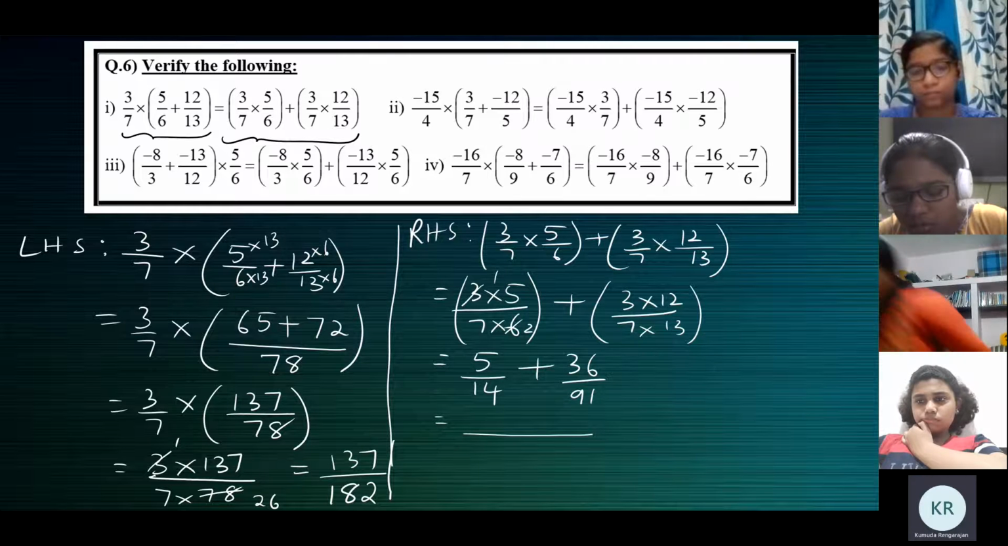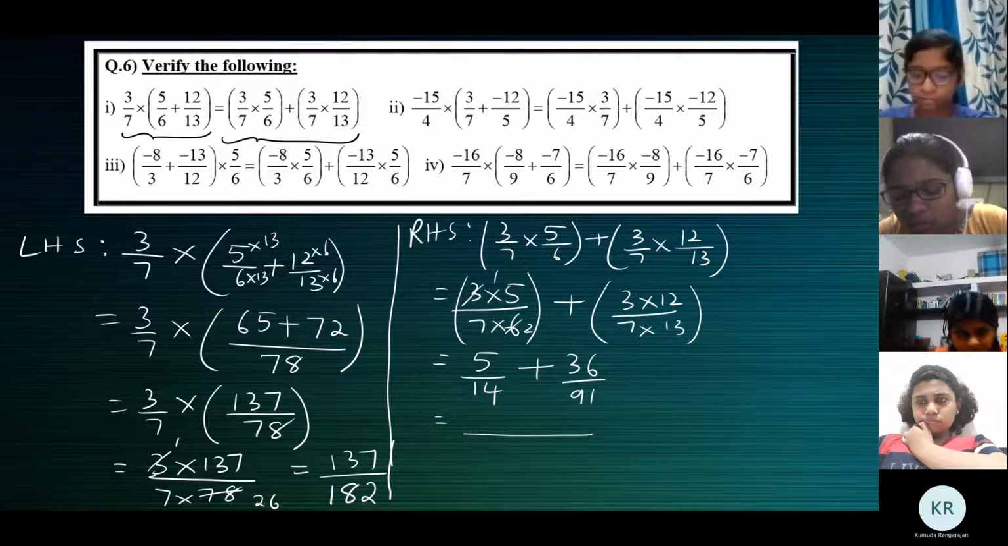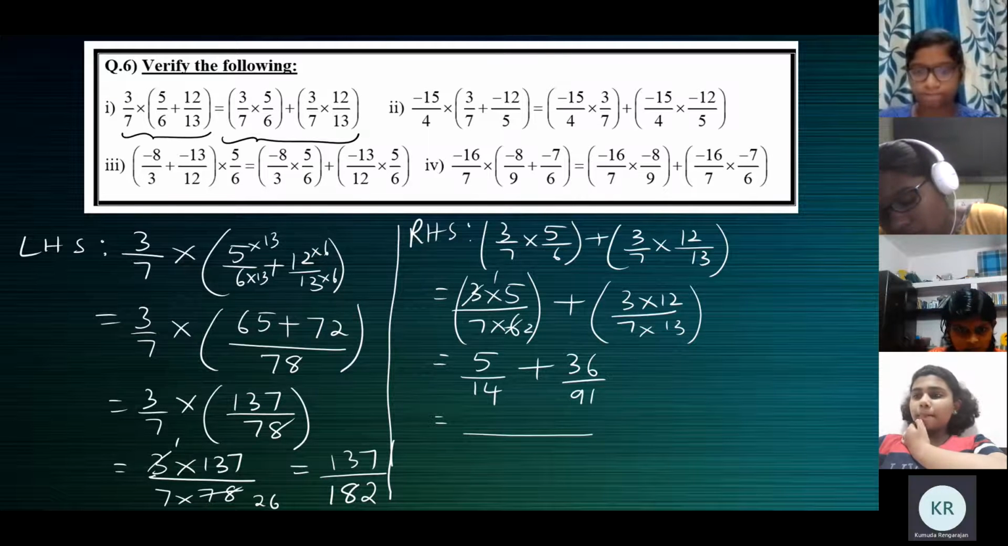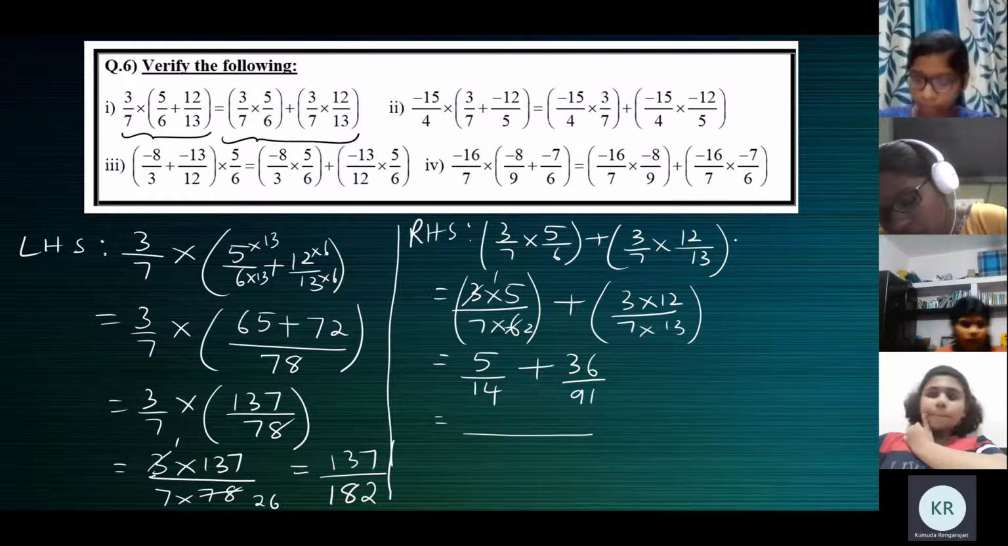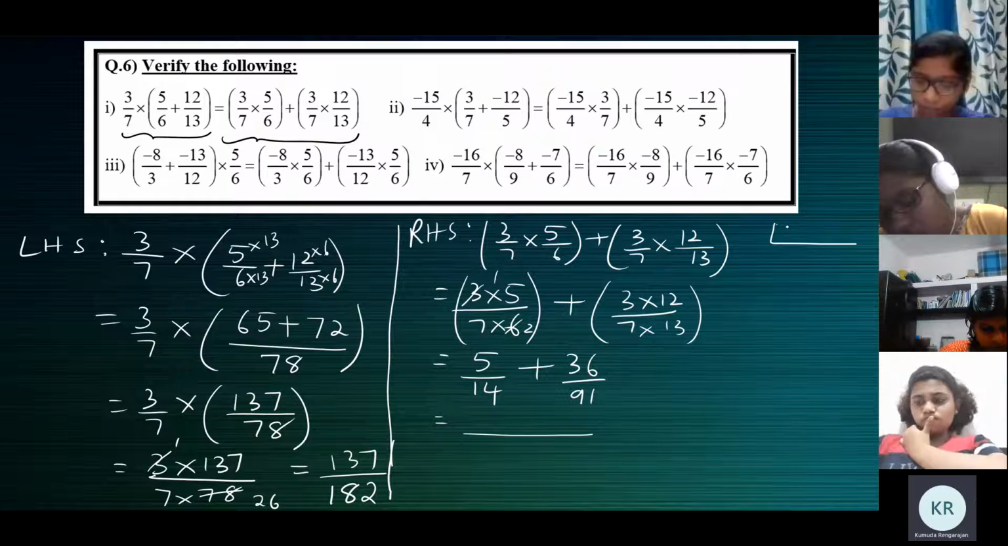Swati, what is the LCM? Ma'am, I got 1274. 1274? Yes, ma'am. Okay, let us check. Let's find the LCM. I'll work it here, children. Don't get confused. I'm finding the LCM of 14 and 91.